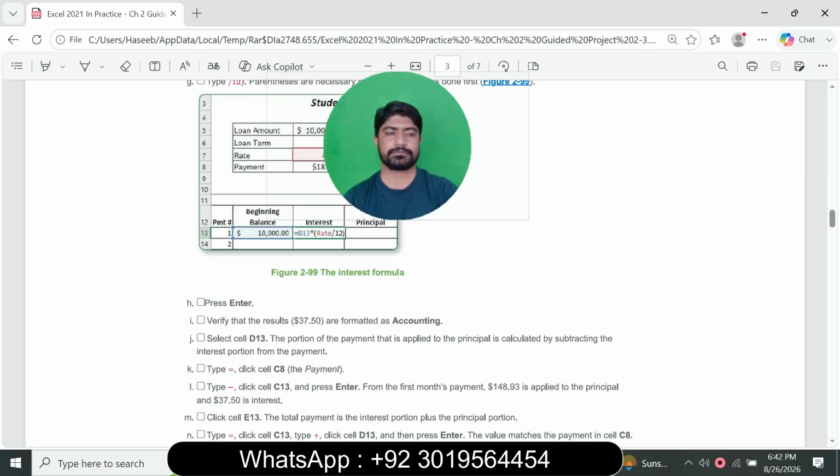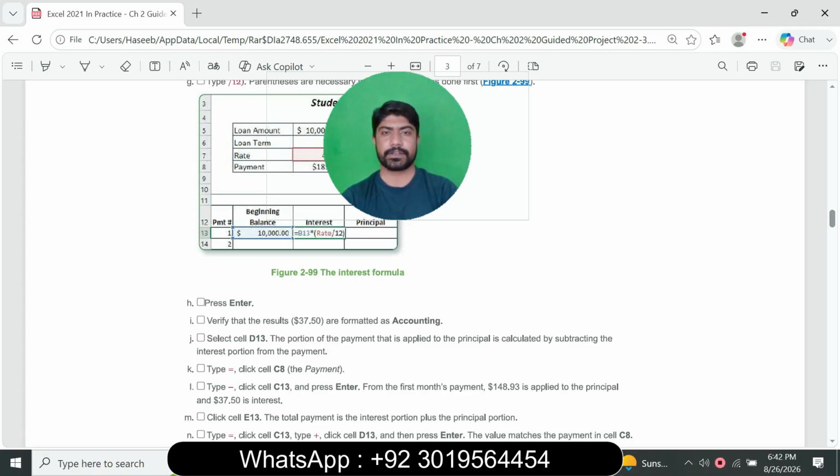So next, select the cell D13. The portion of the payment that is applied to the principal is calculated by subtracting the interest portion from the payment. Type equal to and click cell C8, the payment, type minus and click the cell C13 and press enter. From the first payment, 37.50 is interest.